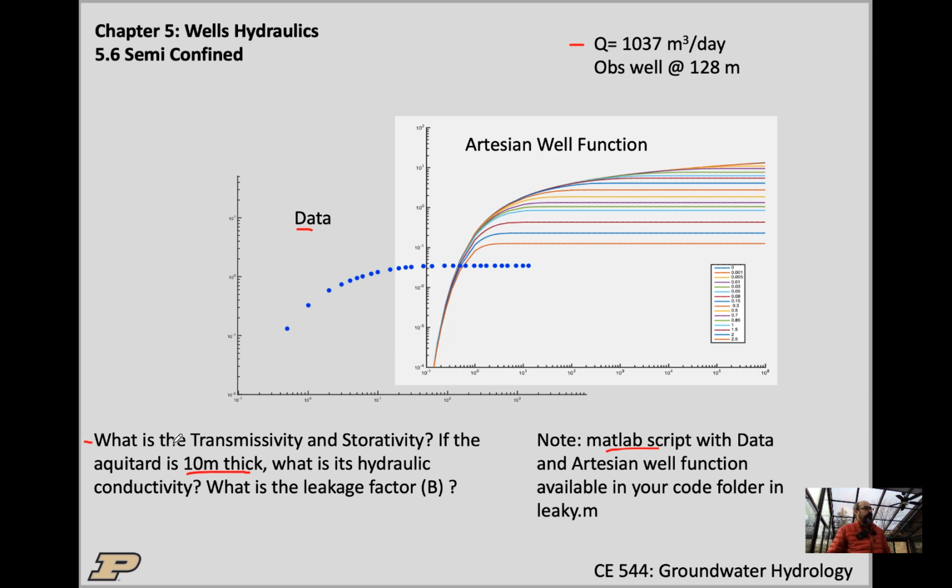Here I will illustrate first the manual method, very similar to what we've done for the completely confined case: matching that transparency with the curve and then reading all the necessary information from the plot. Then again, I'll introduce how to do the same with that little MATLAB automated interface. Again, the pumping rate is 1,037 and the other well is 128 meters away.